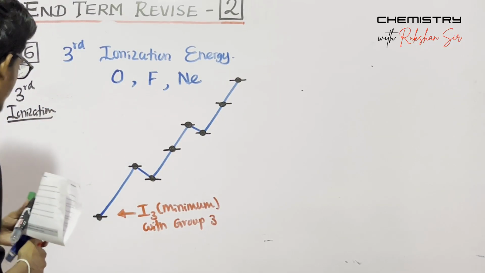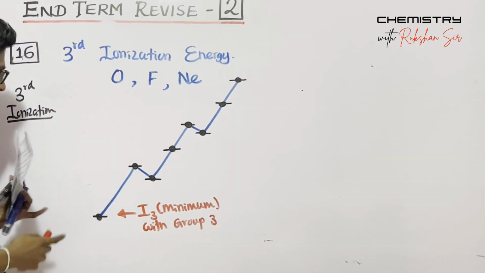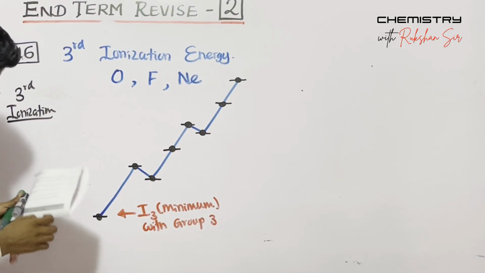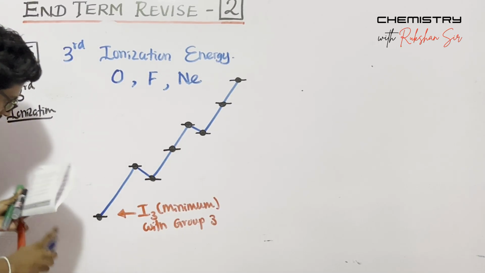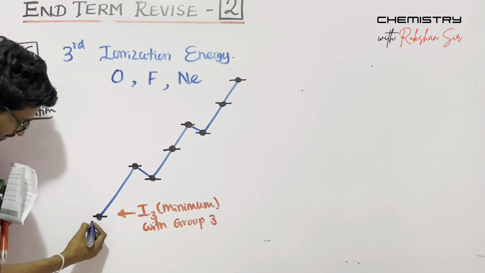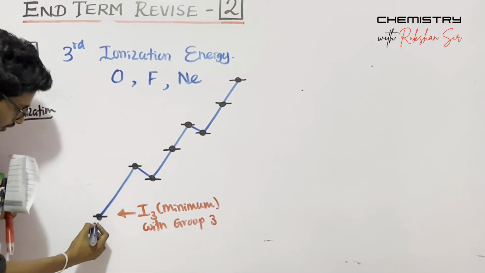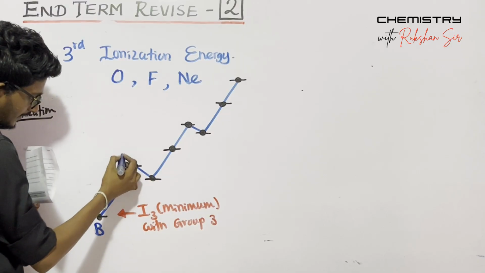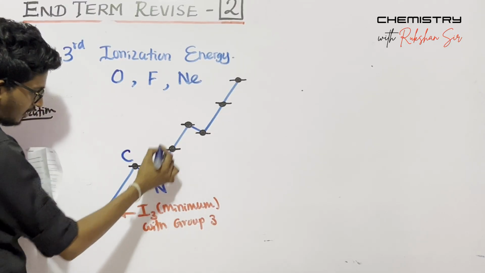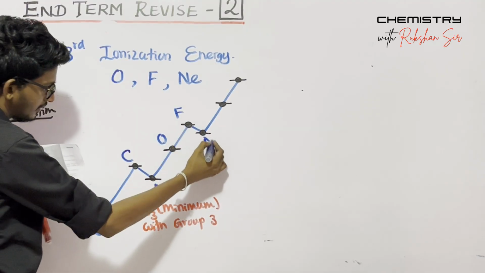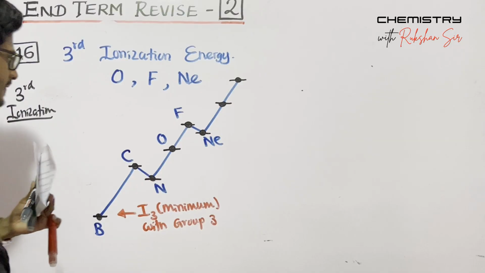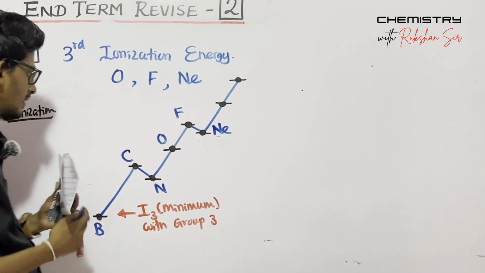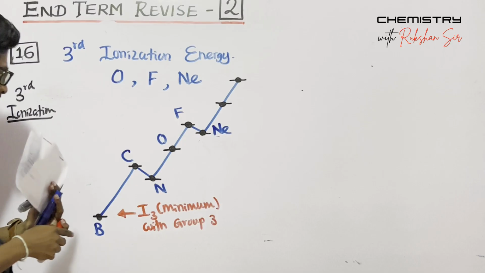Okay, so we're starting with group 3. This is the second row, guys. So the group 3 element of the second row is actually what? Second row: lithium, beryllium, boron. Boron is the group 3 element of the second row. Then you have carbon, nitrogen, oxygen, fluorine, and neon, right? These are how the atoms arise. Okay, let's compare the guys here.